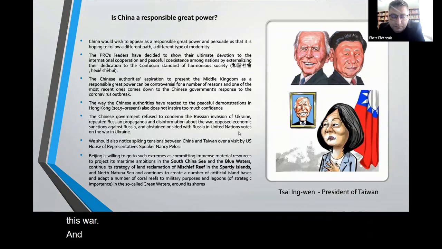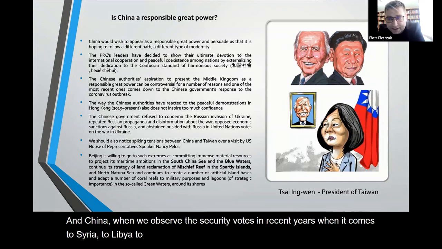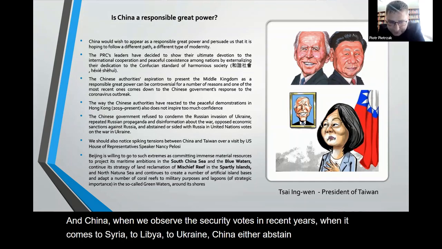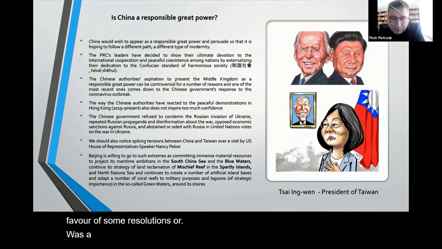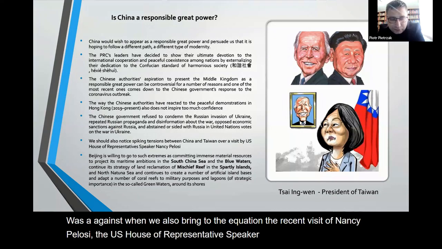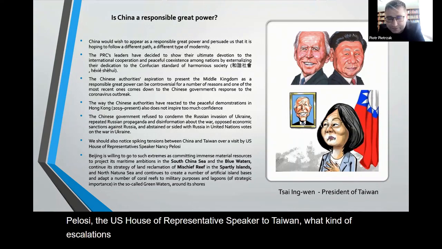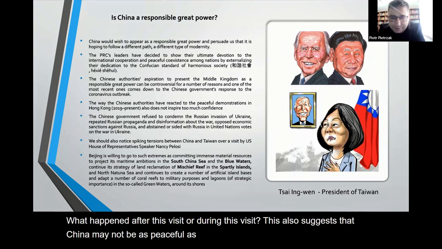And China, when we observe the UN Security Council votes in recent years, when it comes to Syria, to Libya, to Ukraine, China either abstained from voting in favor of some resolutions or was against. When we also bring to the equation the recent visit of Nancy Pelosi, the US House of Representatives Speaker, to Taiwan, and what kind of escalations happened after or during this visit, this also suggests that China may not be as peaceful as it wants to be presented.